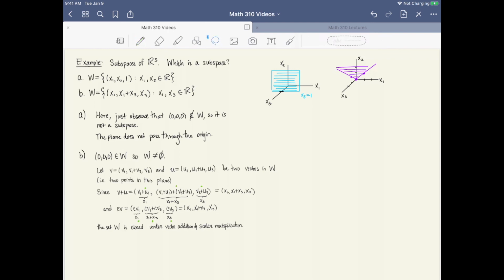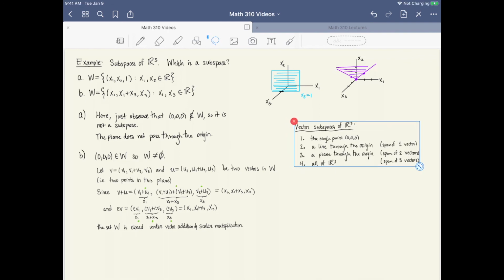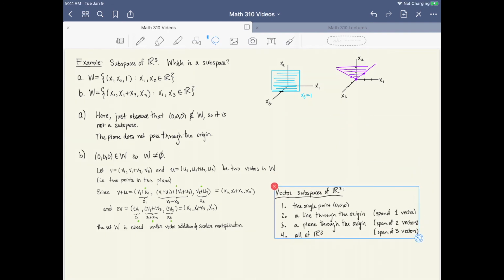So in the case of R2, there were 3 things that could happen for vector subspaces. You could have just the 0 vector, you could have all of R2, or you could have a line through the origin. Vector subspaces of R3 are going to have 4 possibilities. You could have all of R3 or just the 0 vector, or you could have a line through the origin, or you could have a plane through the origin. So these are the 4 possibilities of vector subspaces of R3.